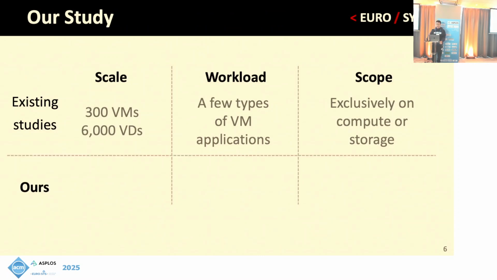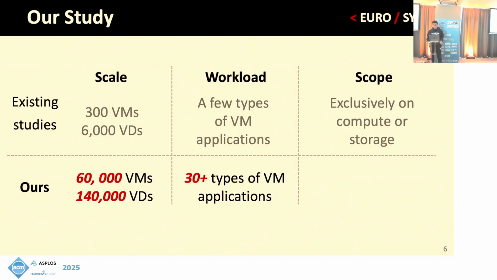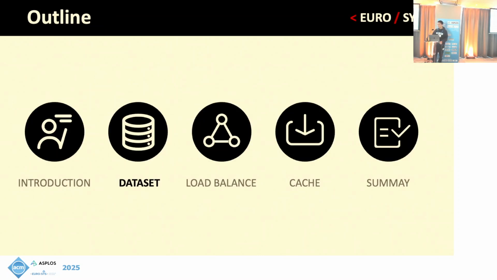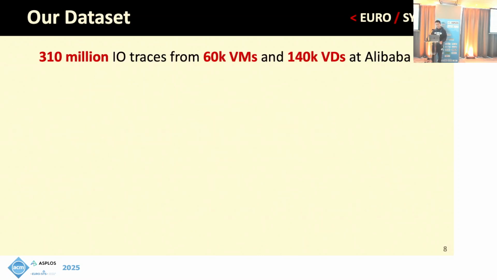So in our study, the scale goes up to 60,000 VMs and 140,000 VDs. To the best of our knowledge, this is the largest deployment study so far. What's more, our data covers over 30 different types of VM applications, and this work also takes a global view of the disaggregated stack. Next, we will introduce our collected dataset.